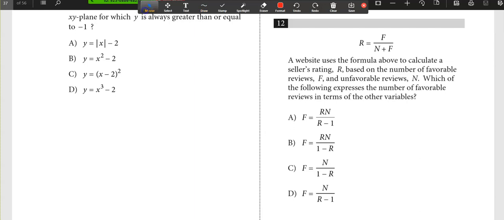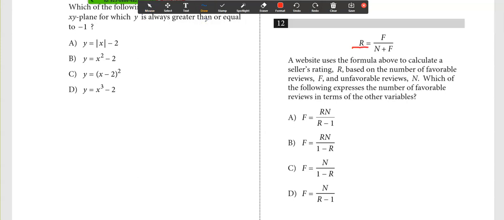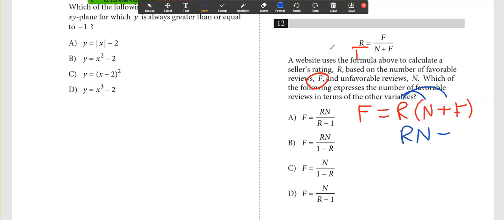So I'm going to pause the video, and this particular question involves cross multiplication. By the way, they are asking me to solve for f. When it says solve for the favorable reviews, that's f. If I cross multiply this, I get f equals r times n plus f. We have f on both sides, so we are going to have to distribute that, rn plus rf.